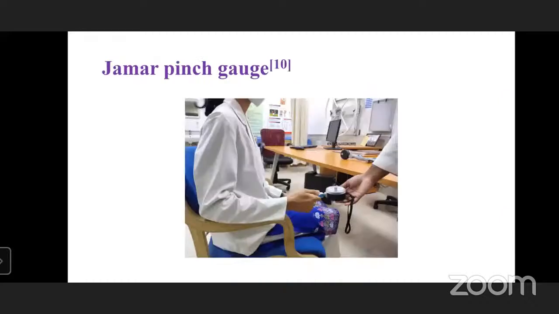The next one is the pinch gauge. Here 2 pinches have been taken. One is a key pinch and the second one is a tripod pinch. In key pinch, only the thumb and the index finger will be used. And in a tripod pinch, the middle finger, index finger and thumb will be used. Again, this strength is measured in kgs.